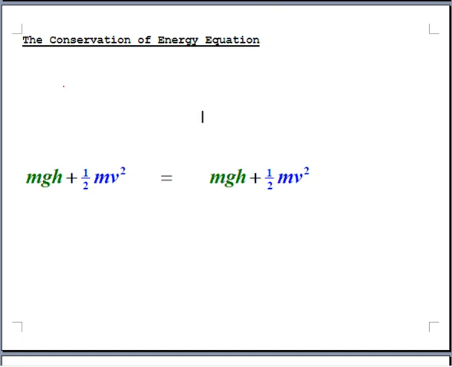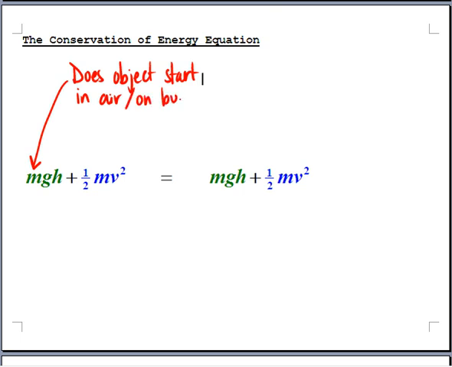So here's the kind of thought process you want to go through. It's a little thought experiment. This mgh, you want to ask yourself something like this. Does the object start, because this is before something happens, does it start in the air, on a building, on a hill, in a tree? You could keep going. I'm not going to write all the potential places you could have it. But does the object start up in the air or on something tall?